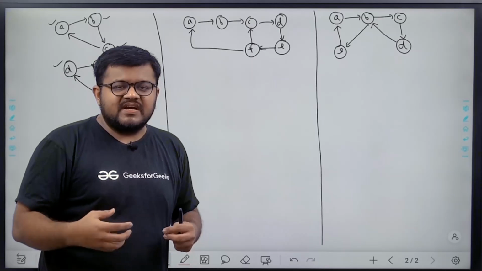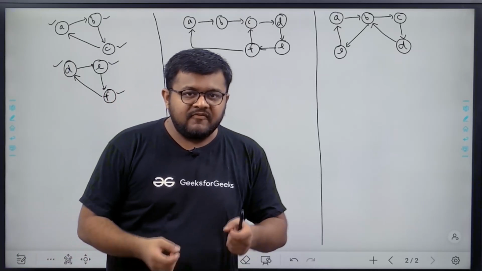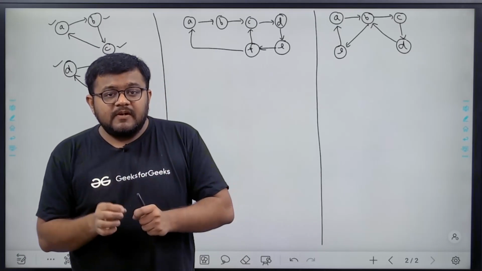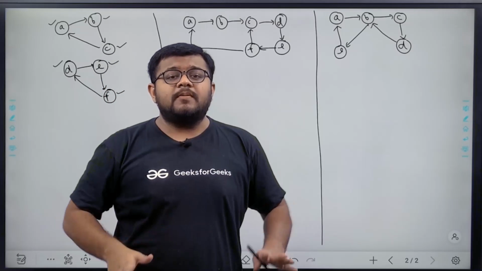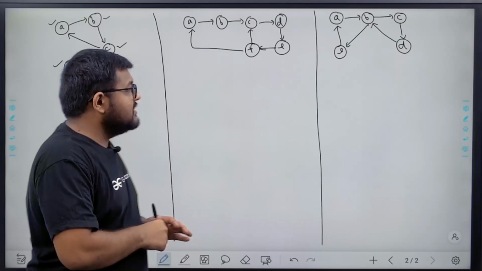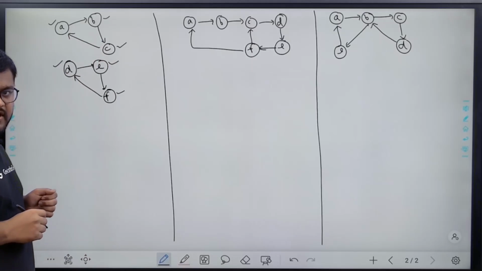What do we mean by singly connected component in a directed graph? It means that there is a directed path between each and every pair of vertices. Here we are not getting that. This is a different component and this is a different component.